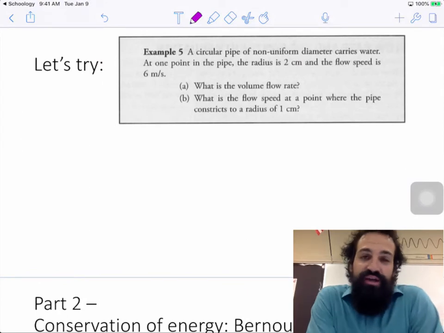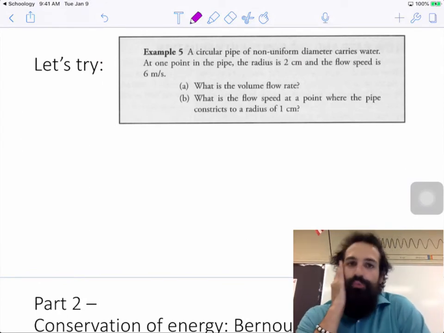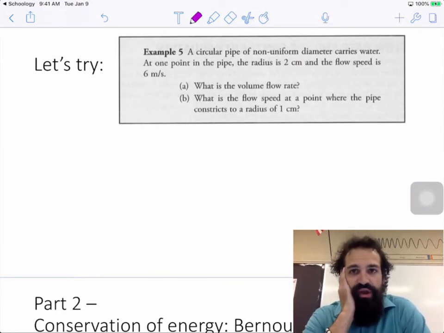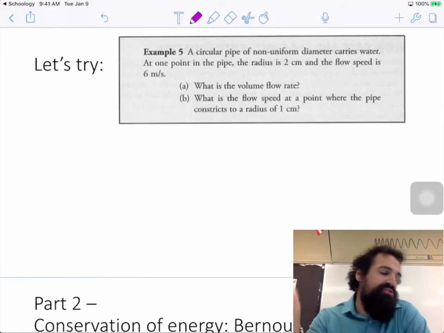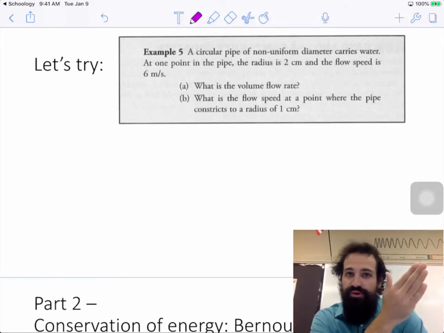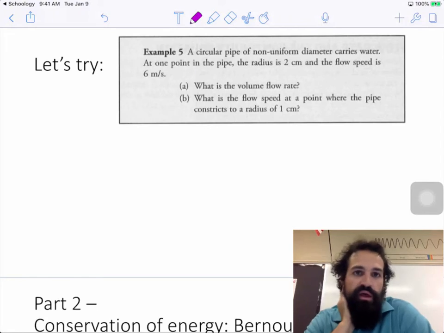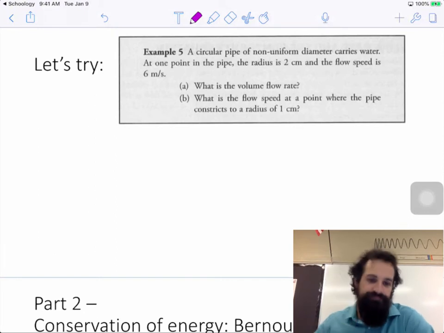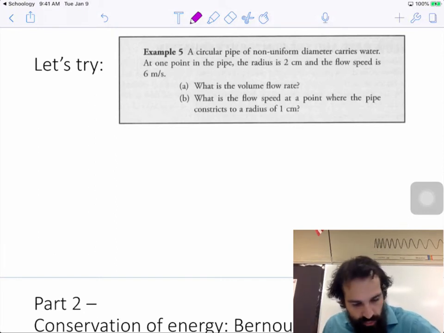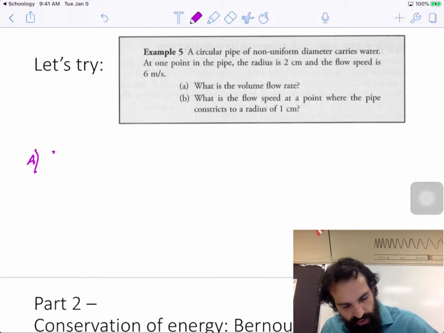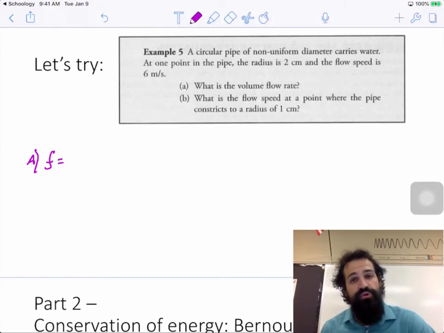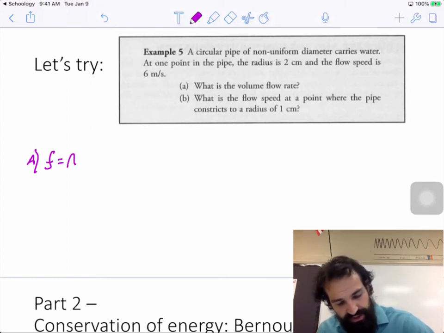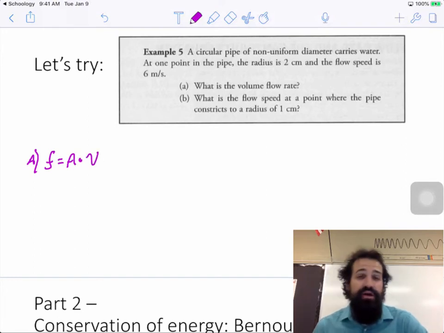So now let's try an example problem. We have a circular pipe of non-uniform diameter. That just means the diameter changes as we go from point 1 to point 2. At one point in the pipe, the radius is 2 centimeters and the flow speed is 6 meters per second. A, what is the volume flow rate? And again, we go back to that volume flow rate equation, which is area times velocity.